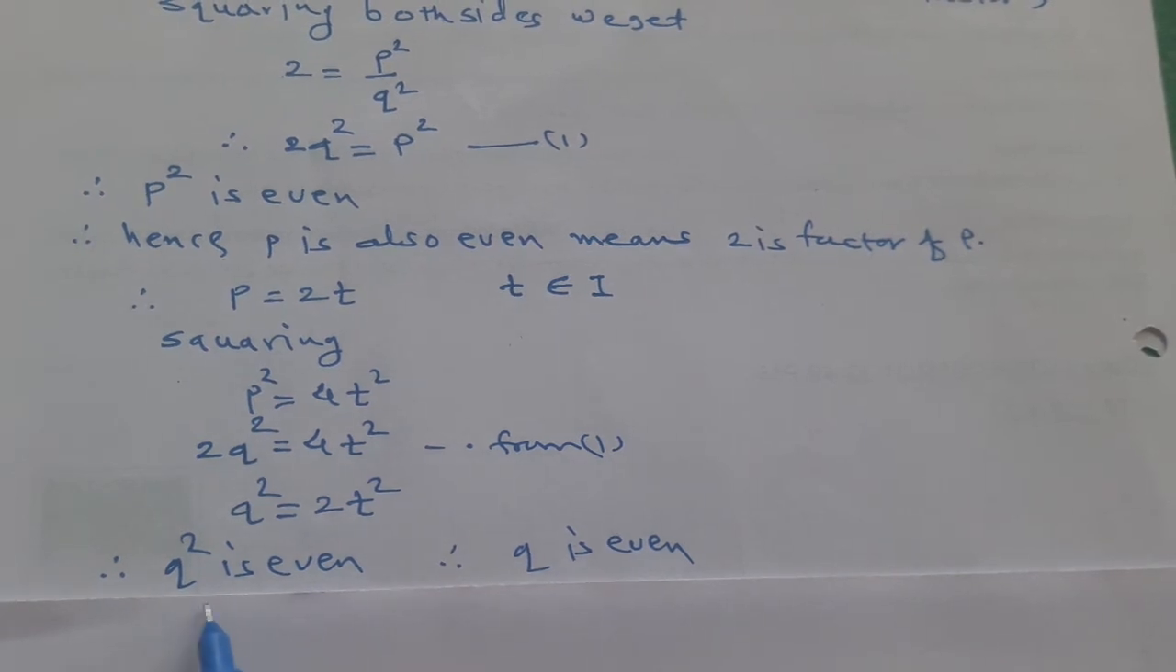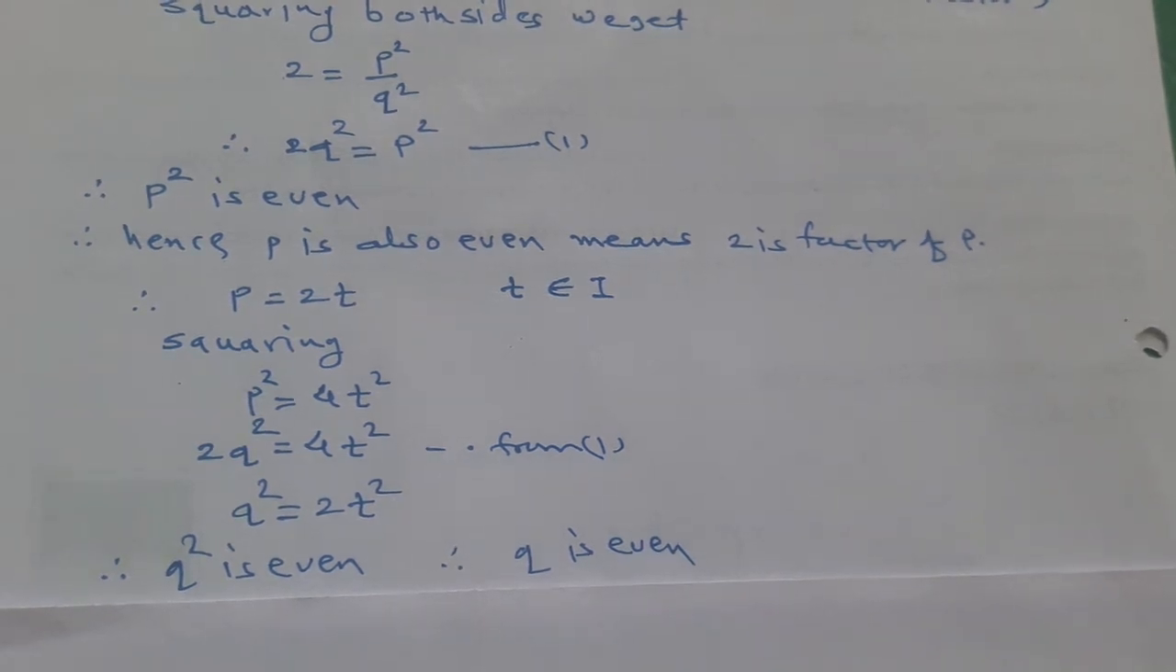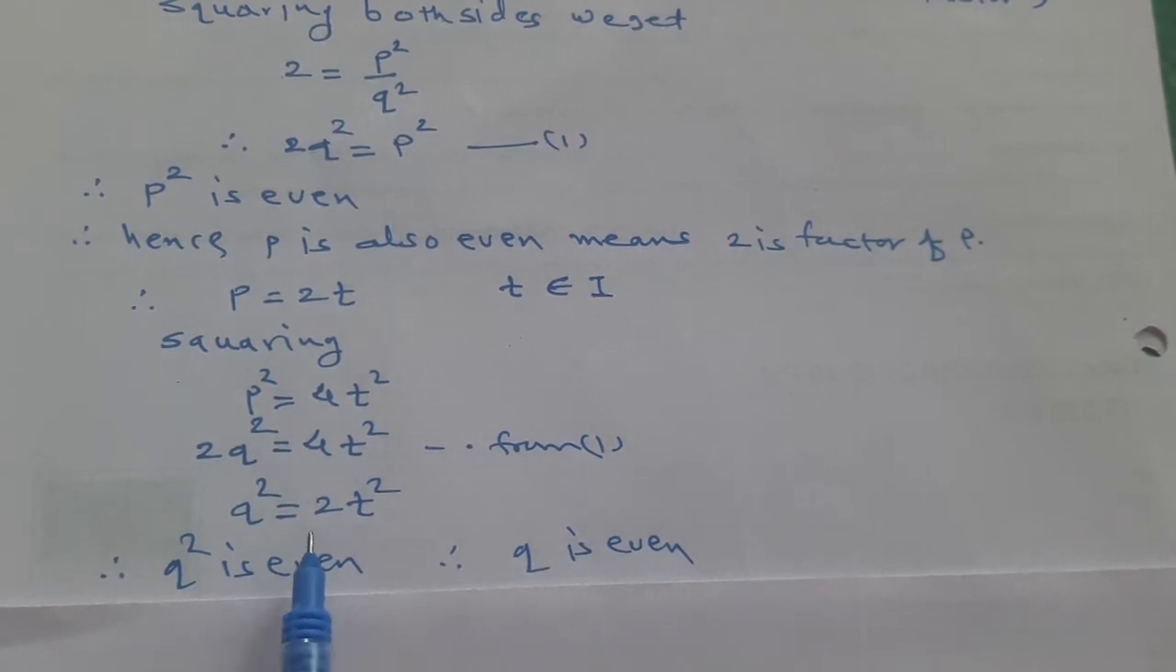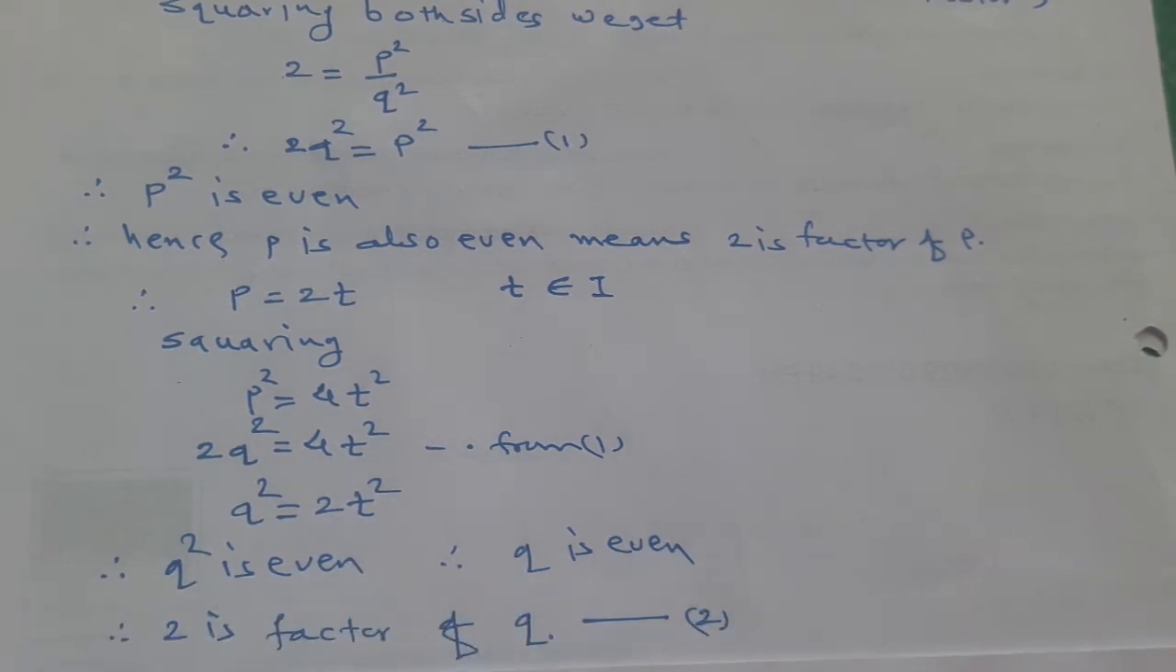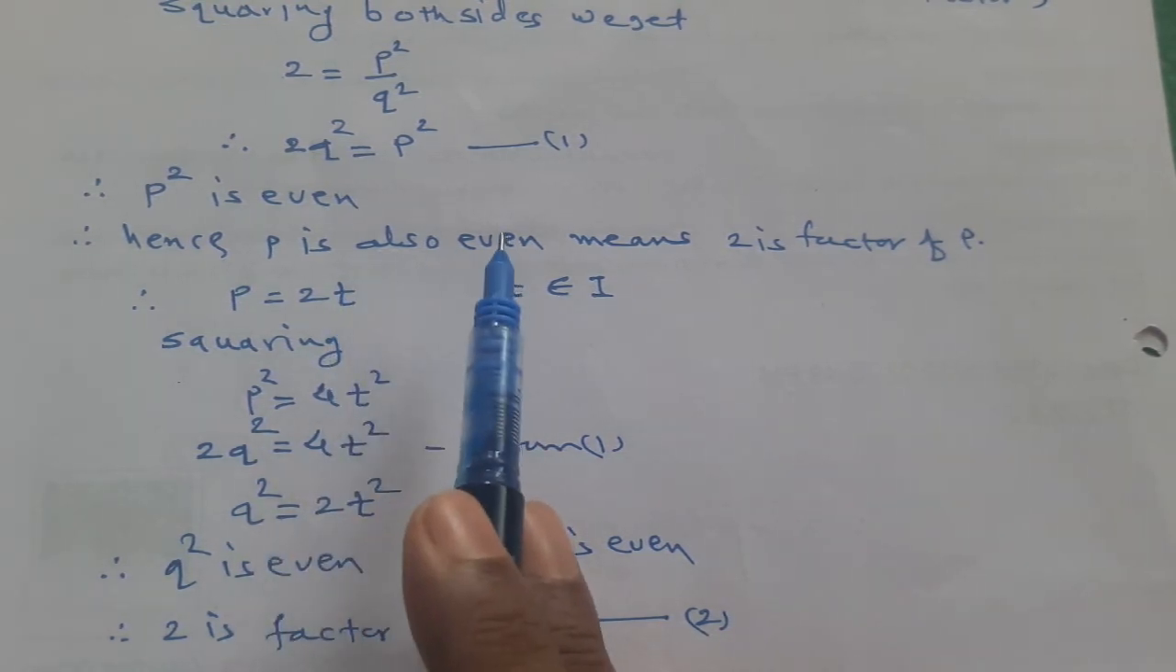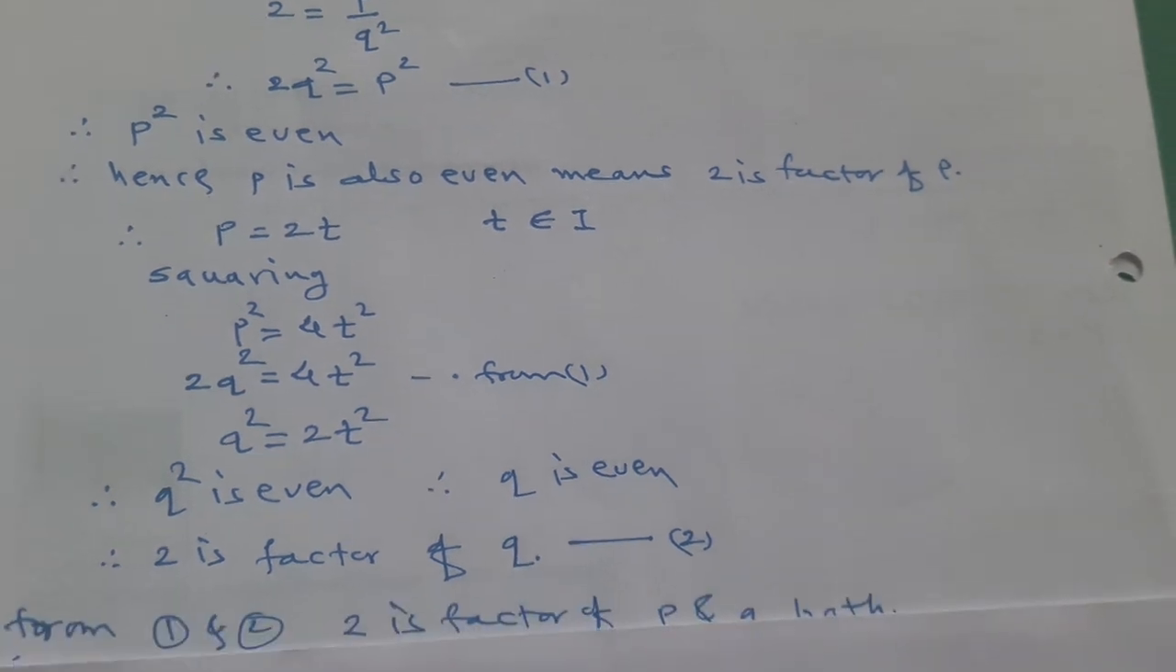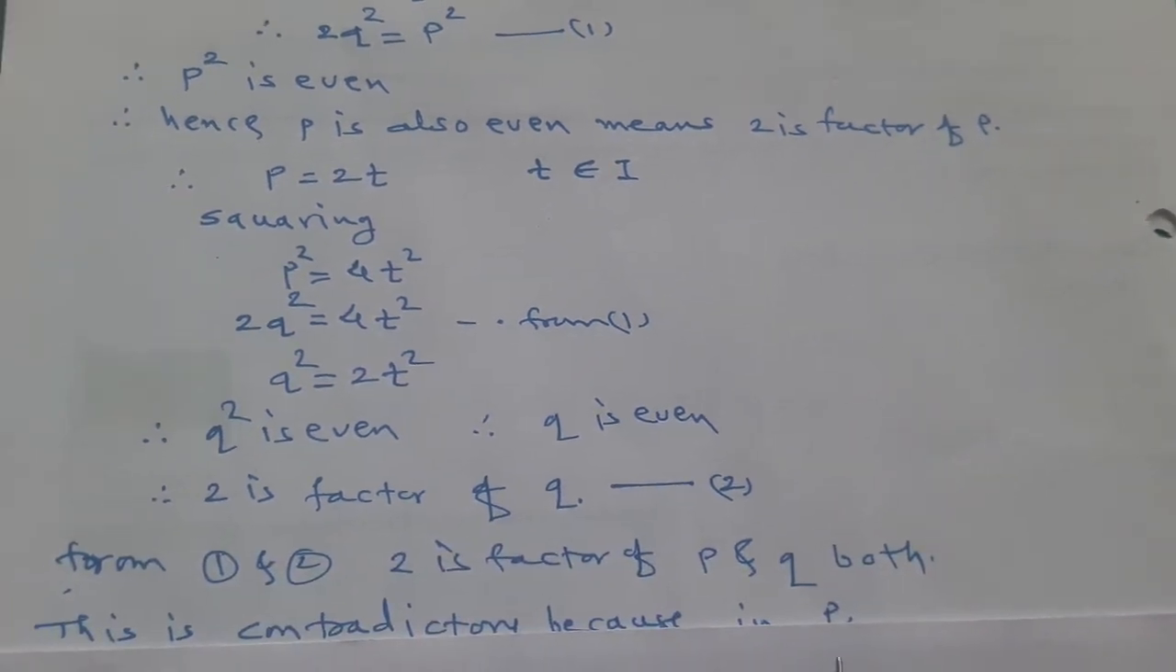In this case also, Q square is an even number, because Q square equals 2 multiplied by T square, and its square root Q is also an even number. So 2 is a factor of Q. From 1 and 2, P is an even number and Q is an even number, so 2 is a factor of P and Q both, but this is a contradiction.